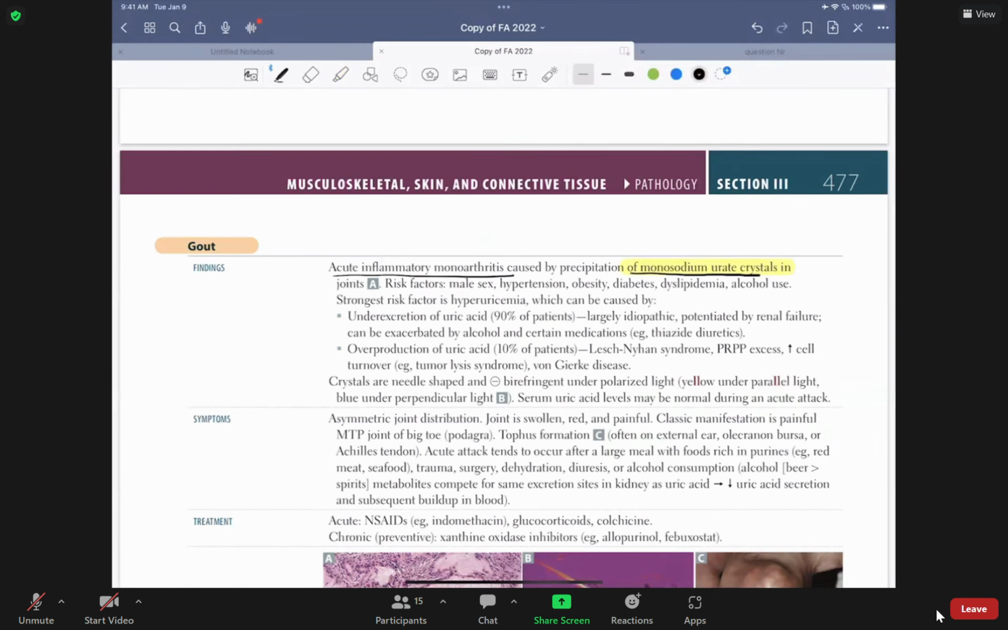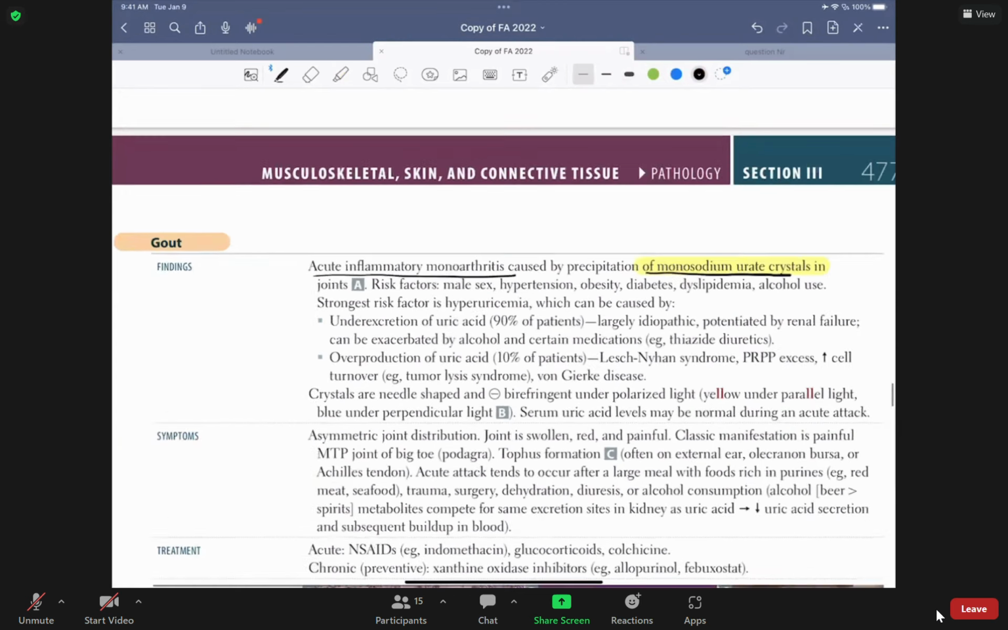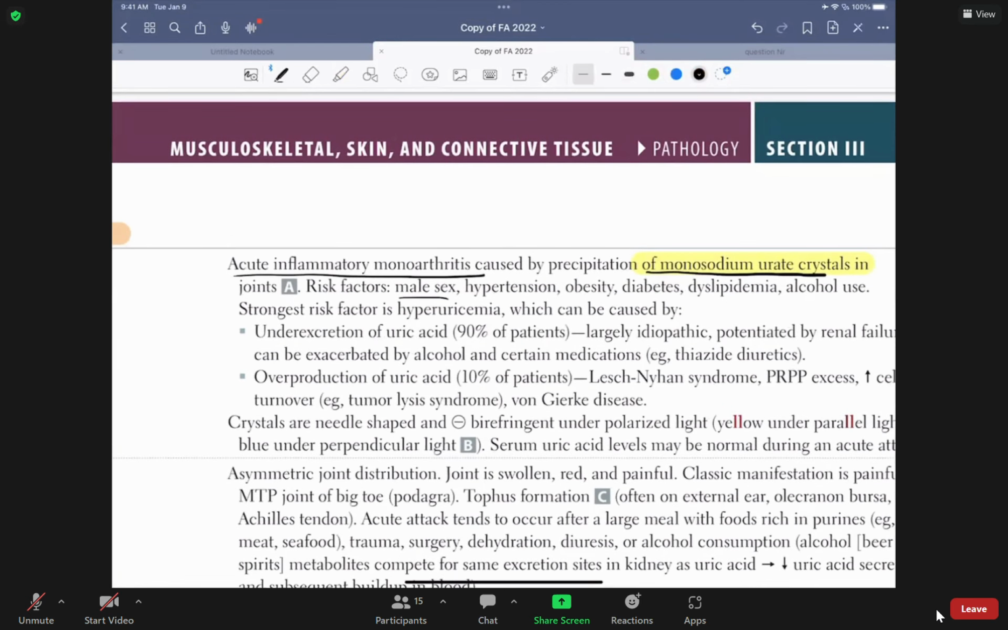They're accumulating monosodium urate. Risk factors: male, hypertension, obesity, diabetes, dyslipidemia, alcohol, all of those. But the strongest risk factor is hyperuricemia. That means having a higher uric acid, folks, okay?